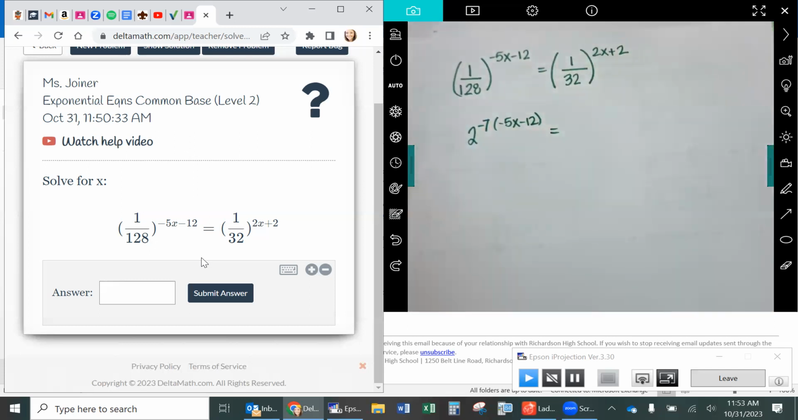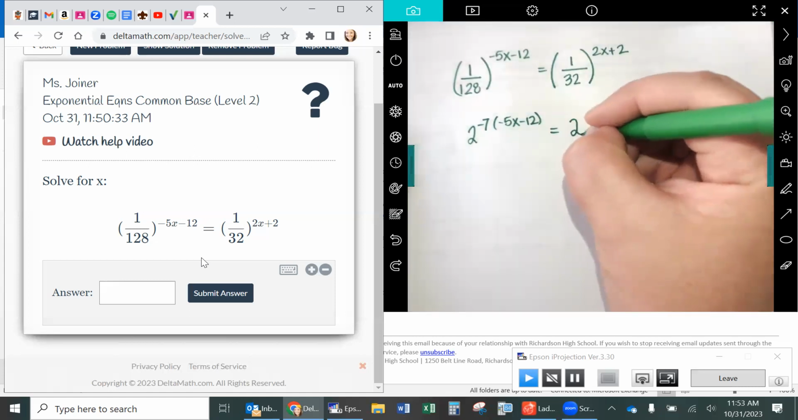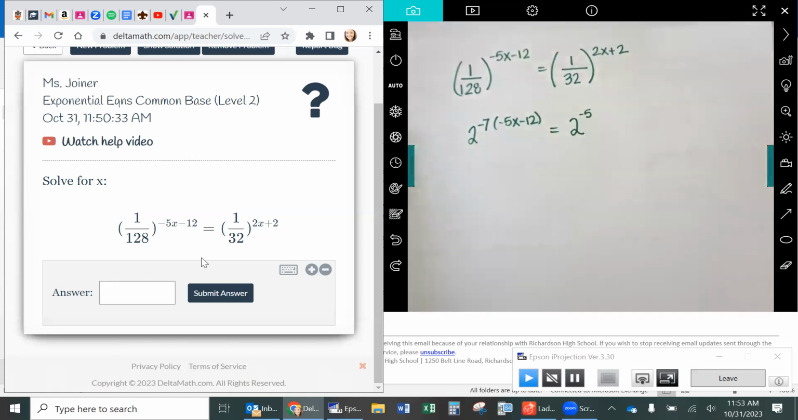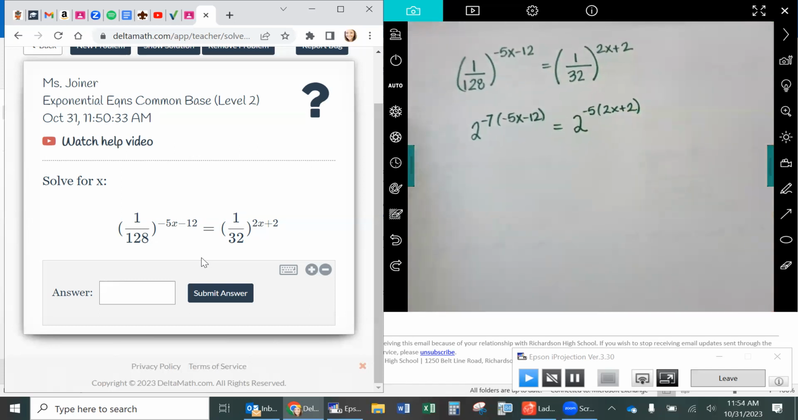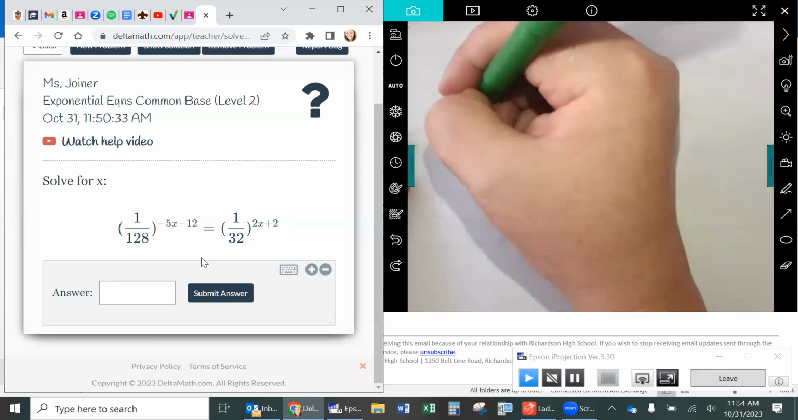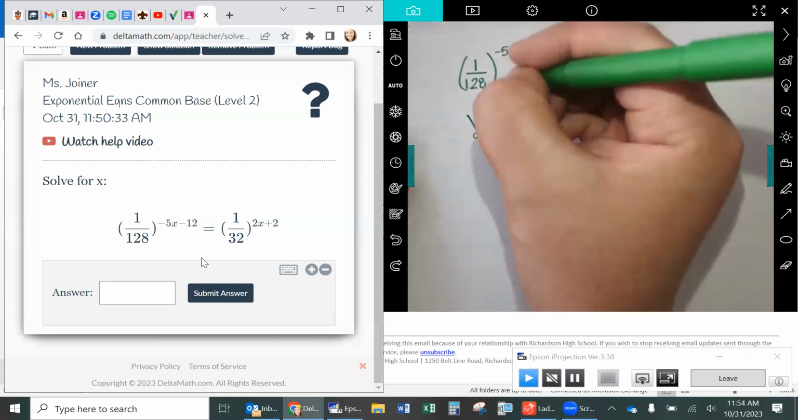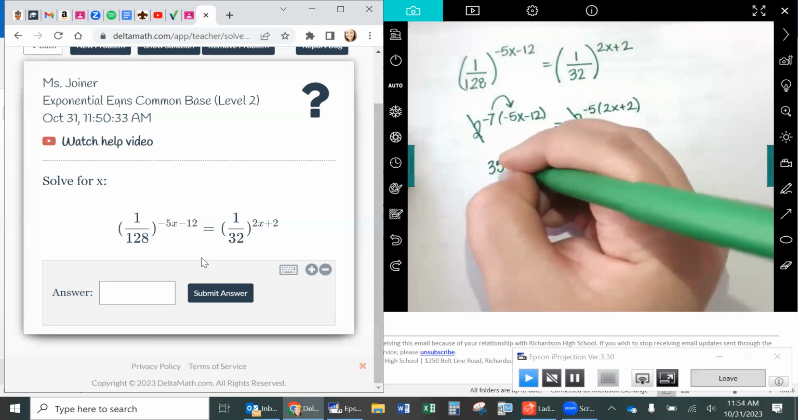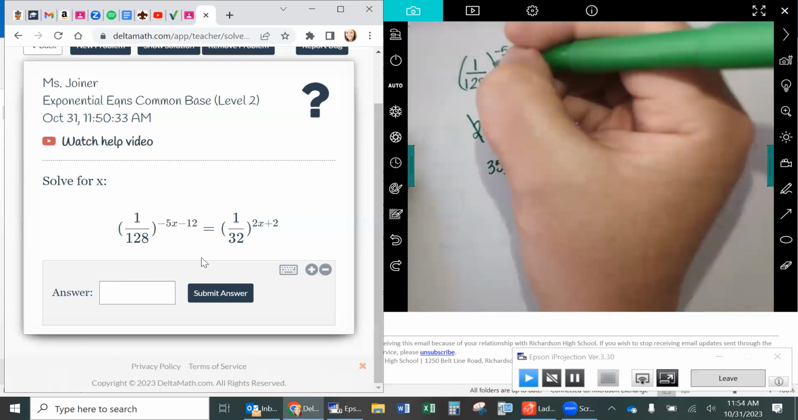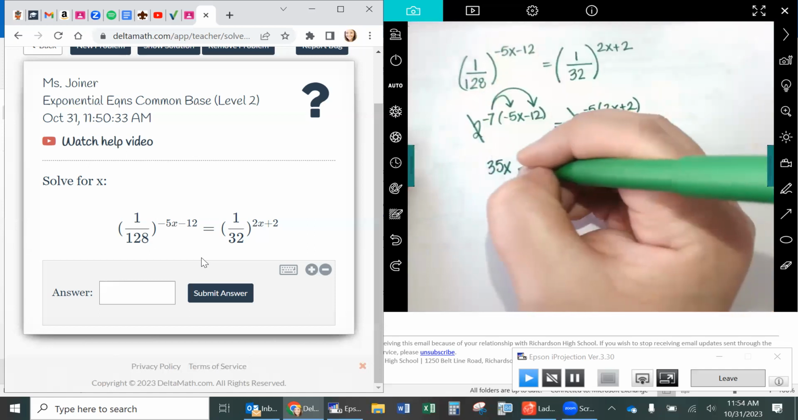Okay, on the other side, I had a 1/32. What is 32 as a base 2? 2 to the 5. Then what will 1/32 be? -5. Very good. You got it from there? Okay, then we're gonna cross those 2's out now that they match. What is -7 times -5x? And then what about -7 times -12? 84 positive.